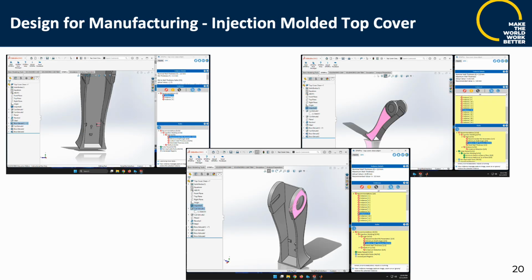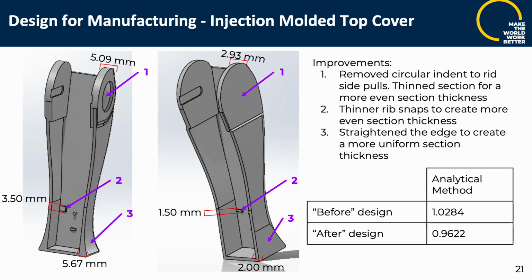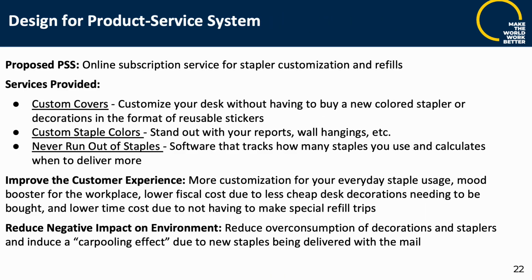Here are some of the recommendations DfM Pro had for our top cover, most of which had to do with reducing the section thickness to be more uniform, as well as reducing the snap fits to be a more even length. So some of the changes made were to remove the circular indent.